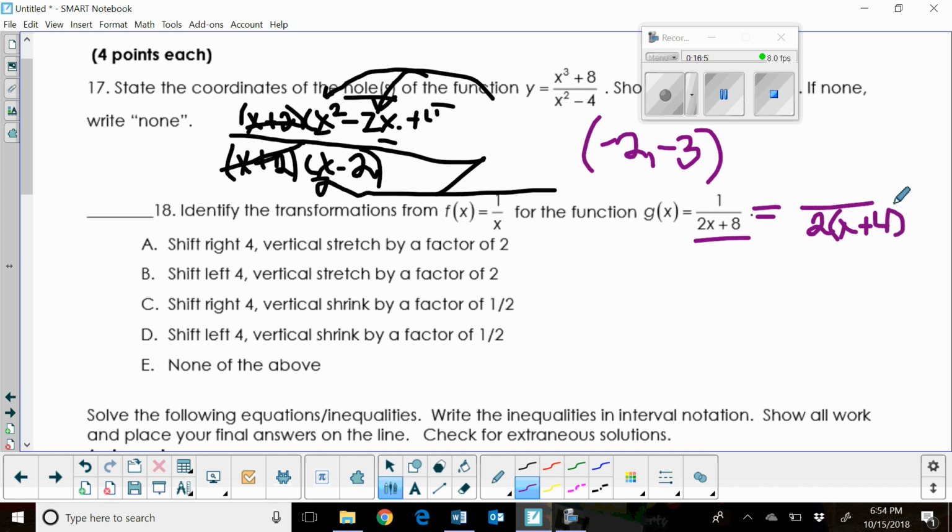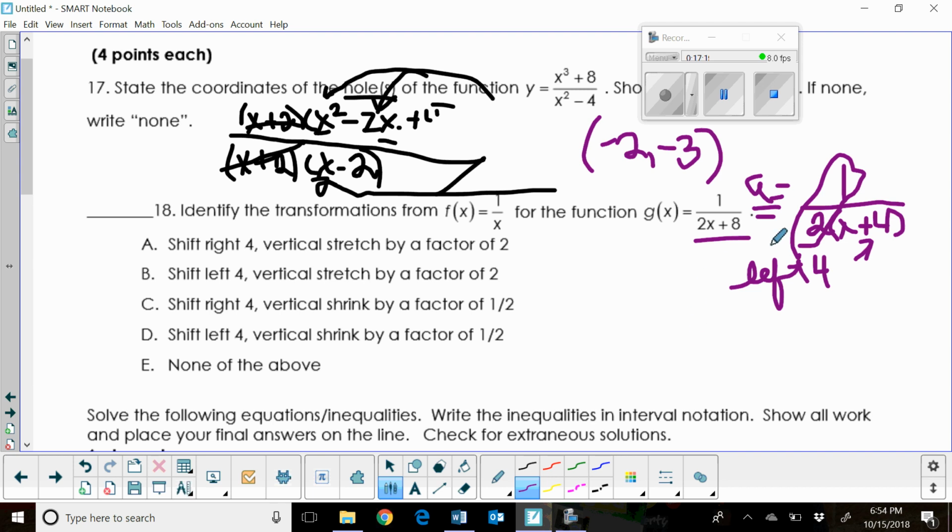Okay? Well, when I factor that out, I can see I have a positive 4, so that means the left is always the opposite. It's the left shift of 4. But then what about this 2 and this 1? That gives me my a factor. Well, that means a is a half.